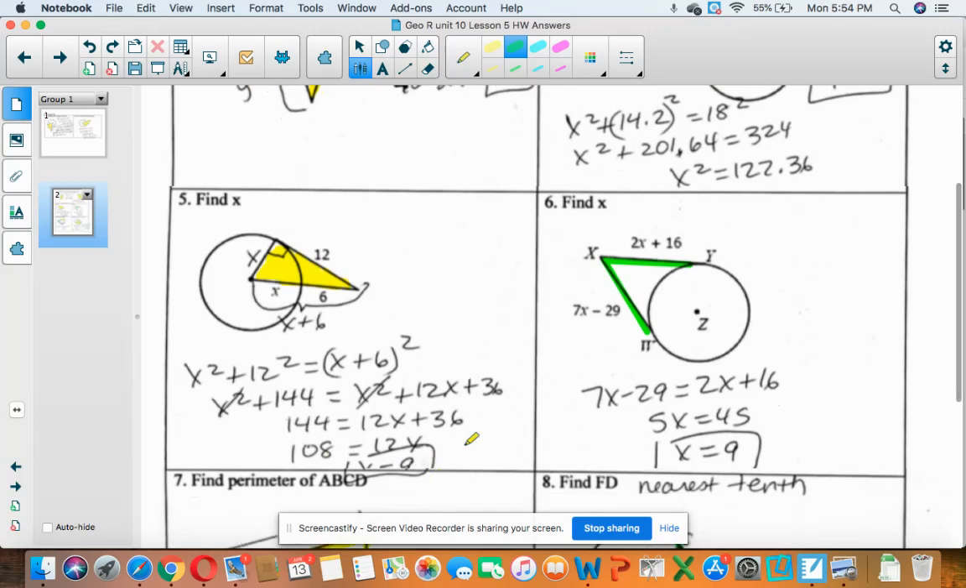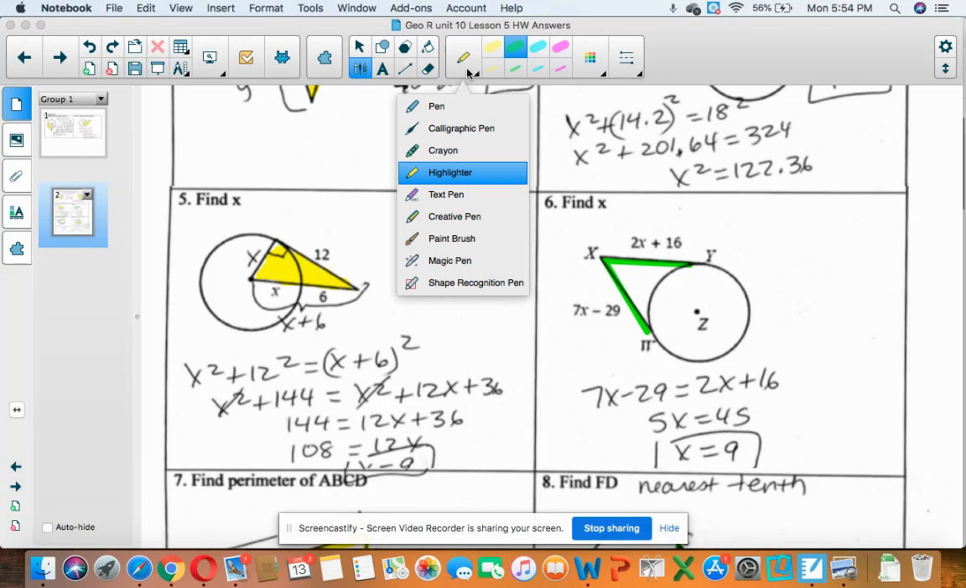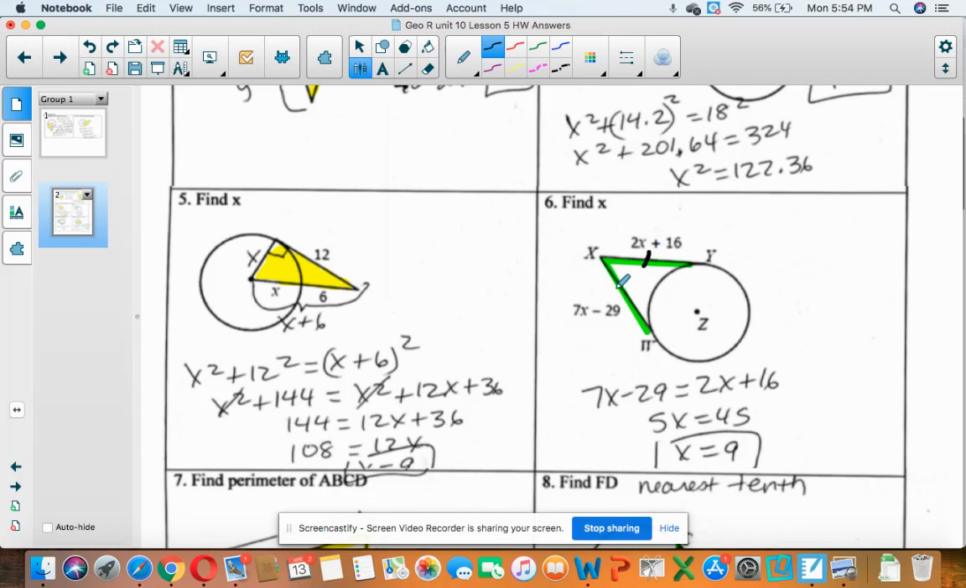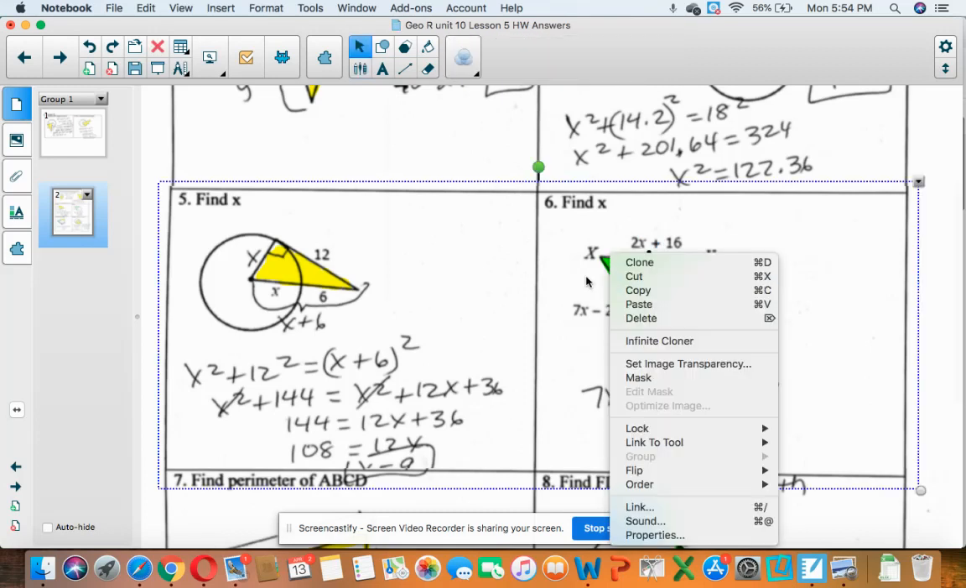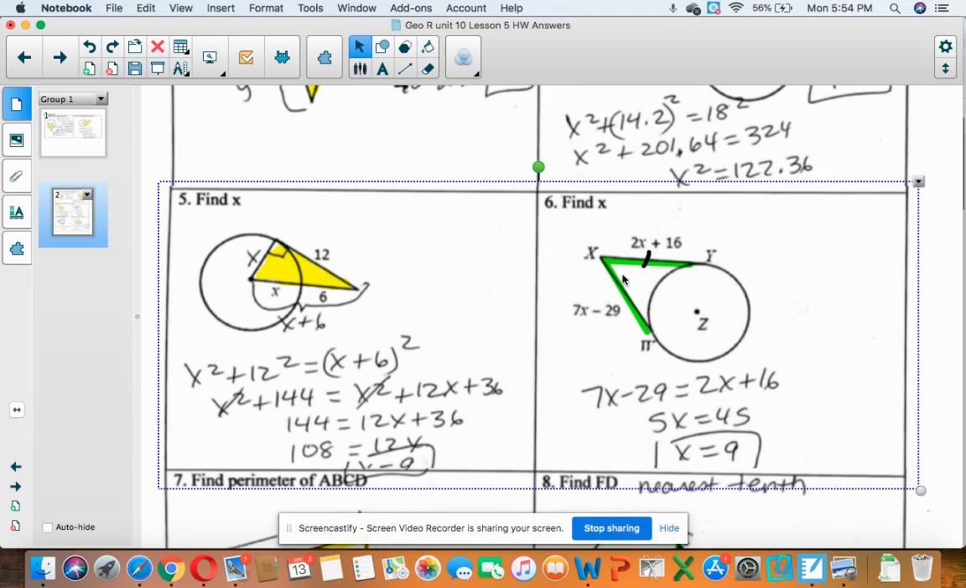Number 6 is my hat theorem. Remember, if I have two tangents that meet at an external point, those two tangents are going to be equal to each other. So XW is equal to XY. These two segments right here are equal. So this segment right here and this segment right here are congruent to each other. So all I'm doing is setting them equal to each other.